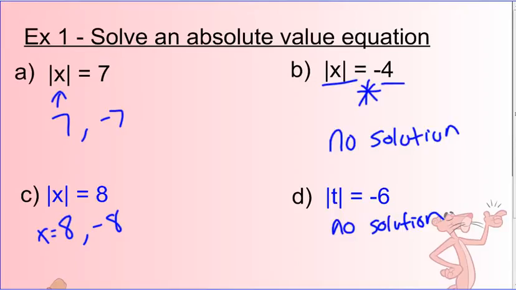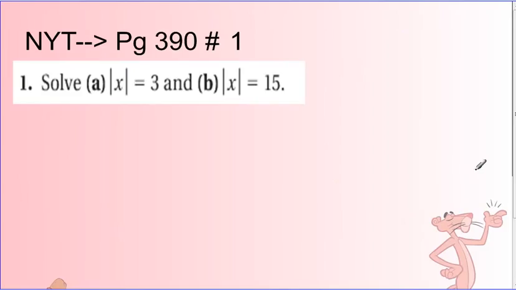There are two more problems from the textbook I'd like you to try. This comes from page 390, number 1. There's one problem, but it has two parts. So solve this one, that's part one, and that one, that's part two. Go ahead, pause the video, and do it really quickly. When you're ready, hit play, and we'll go through it together.